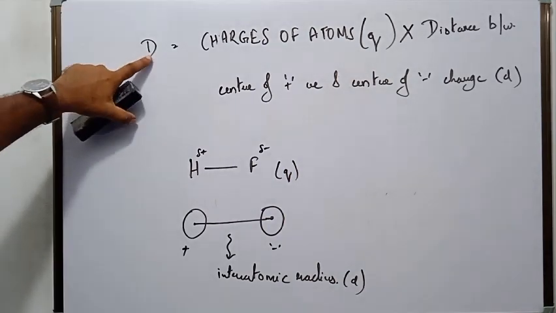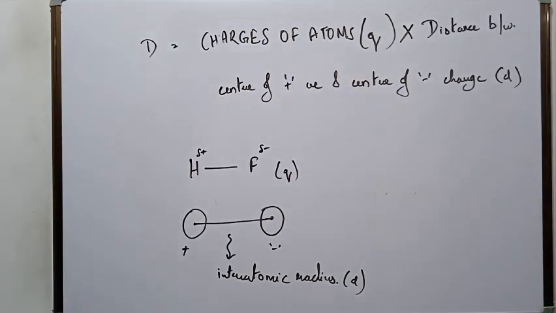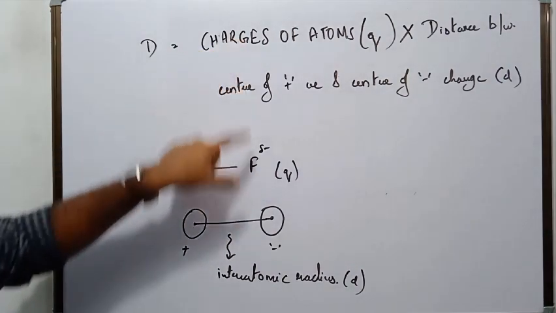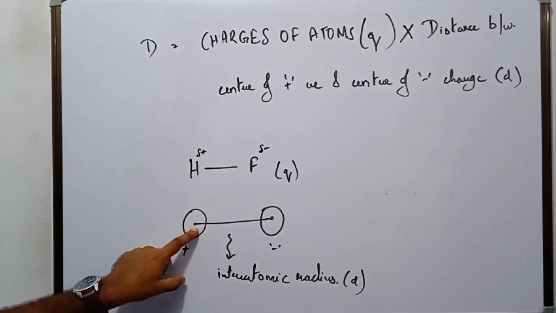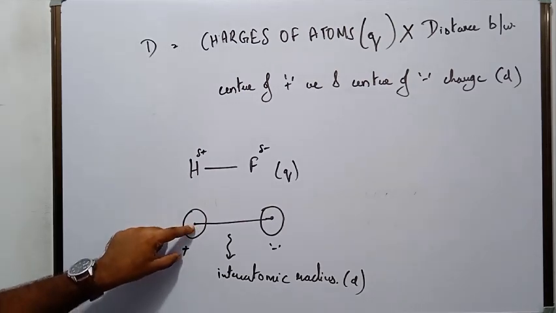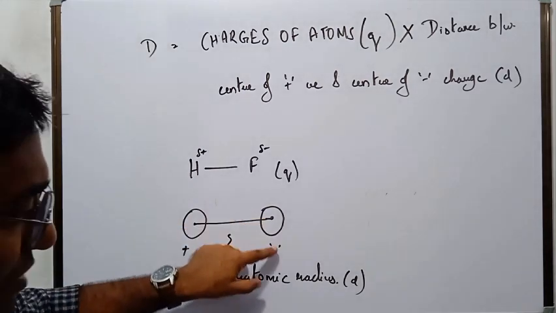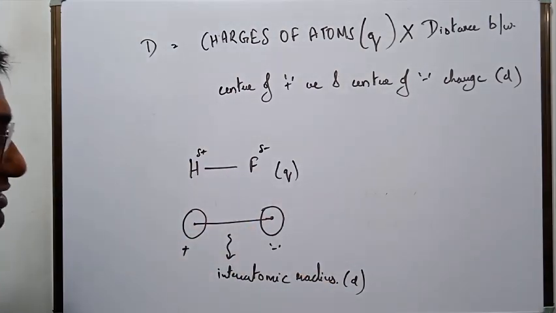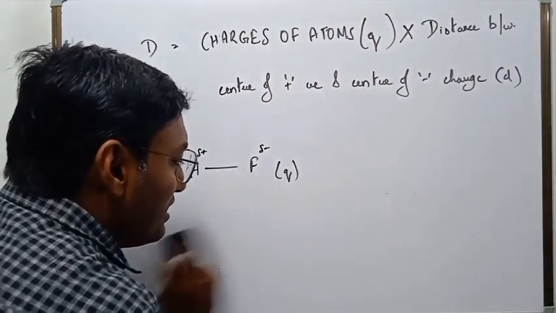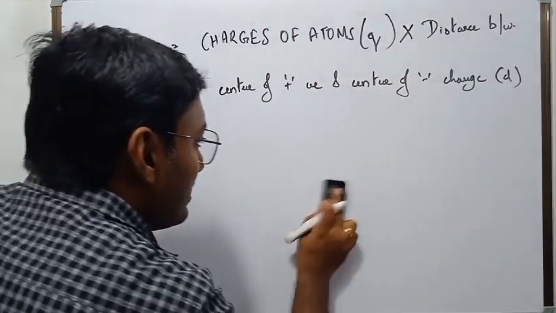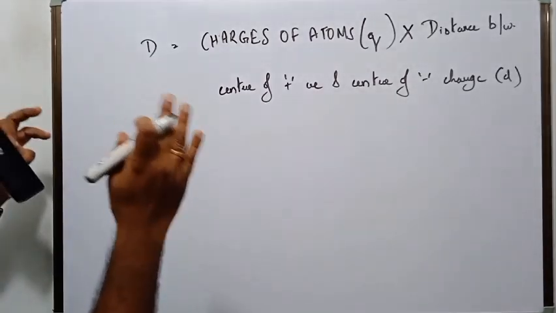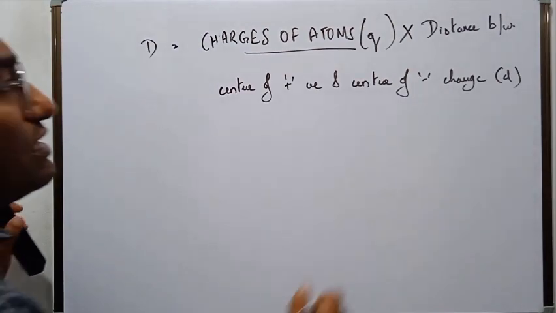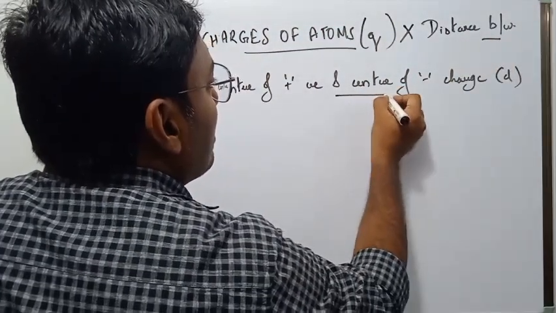So the dipole moment is a product of the charges, that is the electronegativity difference, and the distance between the center of positive charge and the center of negative charge. This is nothing but the interatomic radius. It depends on both of these; it's a product of both. But one thing I would like to tell you, my dear students, is that it primarily depends only on the electronegativity difference. The distance has a lesser impact on dipole moment.